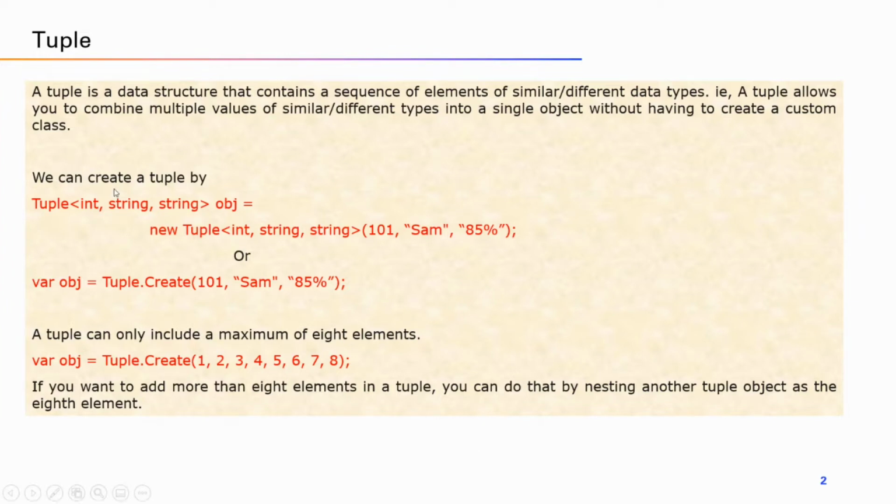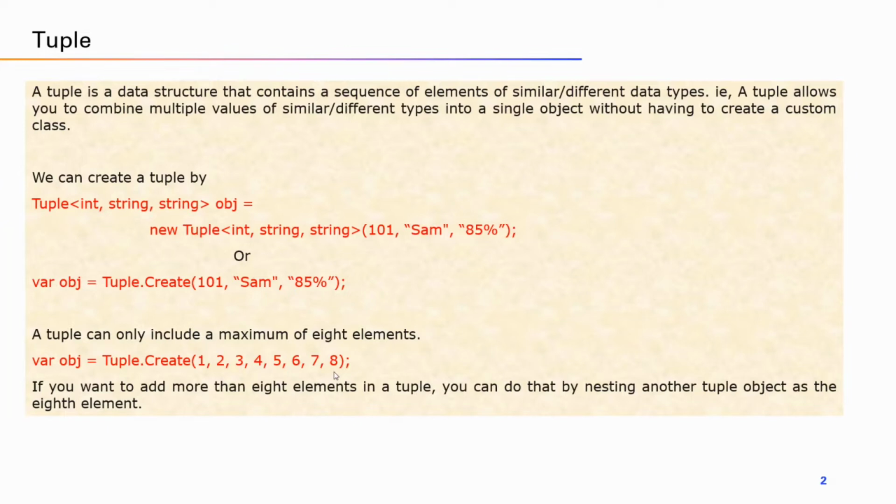We can create a tuple by its constructor or a create method. By using the tuple class constructor, create an object for the tuple class and inside the parenthesis provide the values which you want and inside the angle bracket specify the type of each element. By using the create method from the tuple class, we can directly pass the values to tuples without specifying the type of each element. You can add maximum 8 elements to your tuple. If you try to add more than 8 elements, it will show an error message.